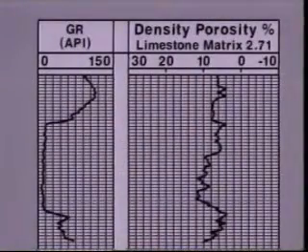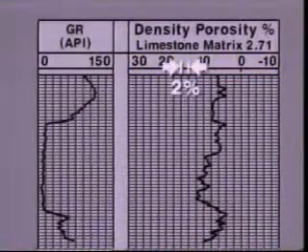On the log, an actual density porosity curve may be recorded. This curve is a continuous solution of the porosity equation using preset values for matrix density and fluid density according to conditions. On this log, the density porosity scale reads from minus 10% porosity on the right to 30% porosity on the left, with each division therefore representing 2% porosity.